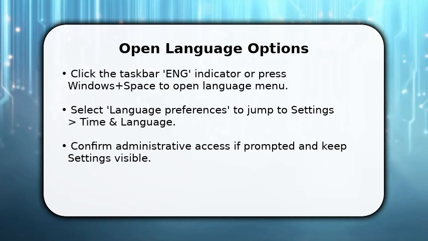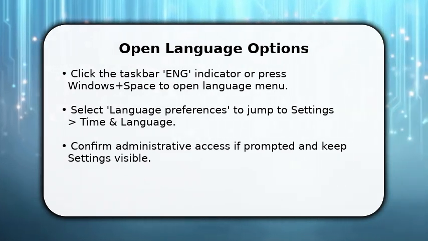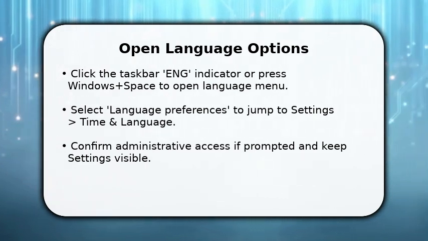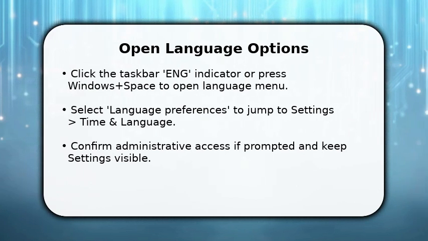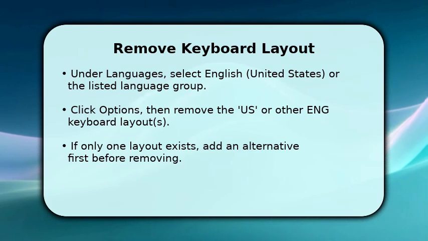If Windows requests permission, grant it. You need admin rights for some changes. Keep the settings window visible and avoid switching apps, because the next actions happen inside these panels and must be performed sequentially. Next, remove the ENG keyboard layout to drop the indicator.